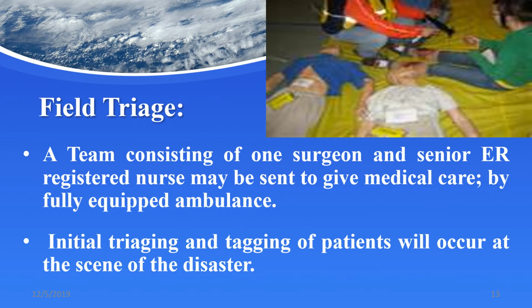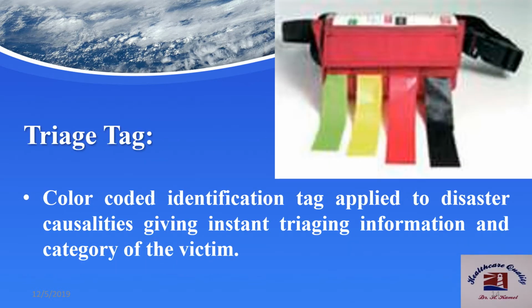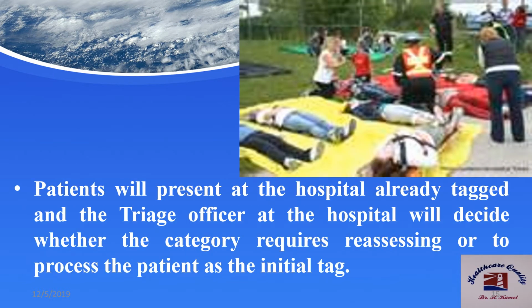Field triage: a team consisting of one surgeon and a senior ER registered nurse may be sent to give medical care by fully equipped ambulance. Initial triaging and the tagging of patients will occur at the scene of the disaster. Triage tag: a color-coded identification tag applied to disaster casualties, giving instant triaging information and category of the victim. Patients will be present at the hospital already tagged, and the triage officer at the hospital will decide whether the category requires reassessing or to process the patient at the initial tag.